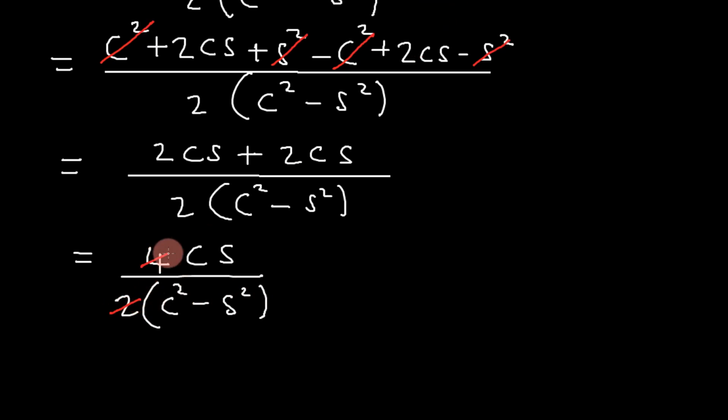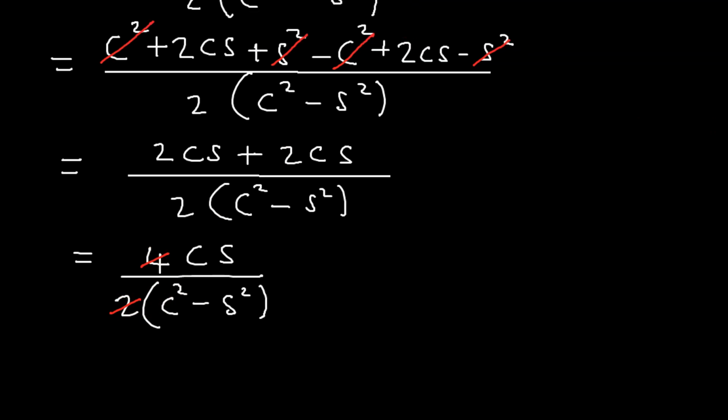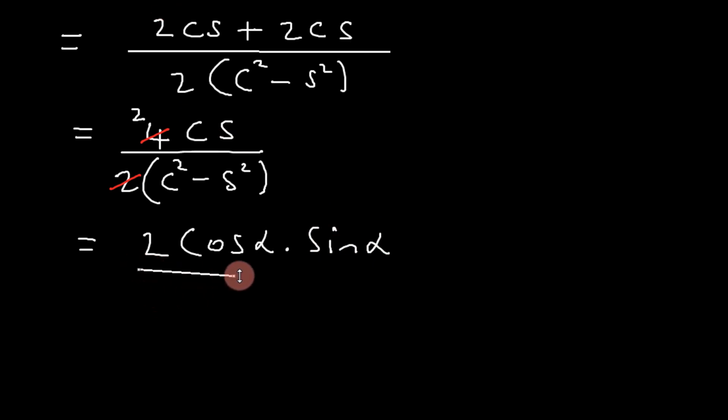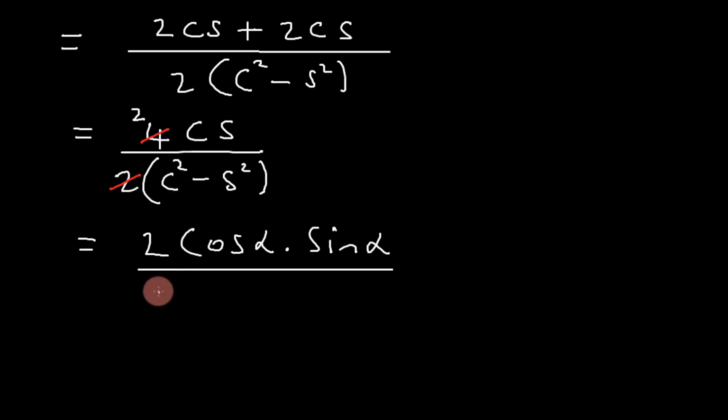2 can go into 4 here, of course, twice. So we're left with 2cs on top. And we said that c is cos alpha and s is sine alpha. Then in the denominator, we have c squared, which is cos squared alpha, minus s squared, so sine squared alpha.